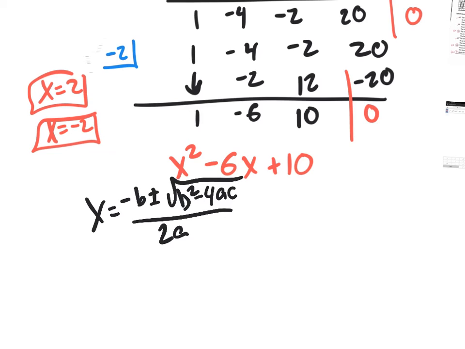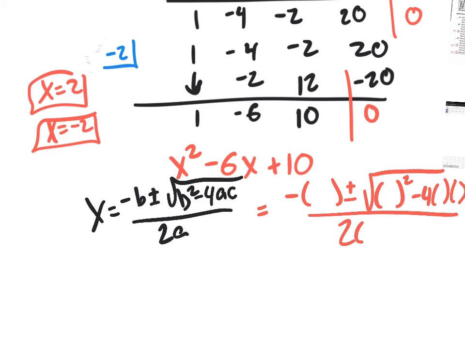x equals negative b plus or minus the square root of b squared minus 4ac, all divided by 2a. And when we use the quadratic formula, please use parentheses so you don't make any mistakes. So the b value is negative 6, the a value is 1, the c value is 10. Plug in a negative 6, plug in the a value of 1 down there and up there, and the c value of 10 right there at the end.